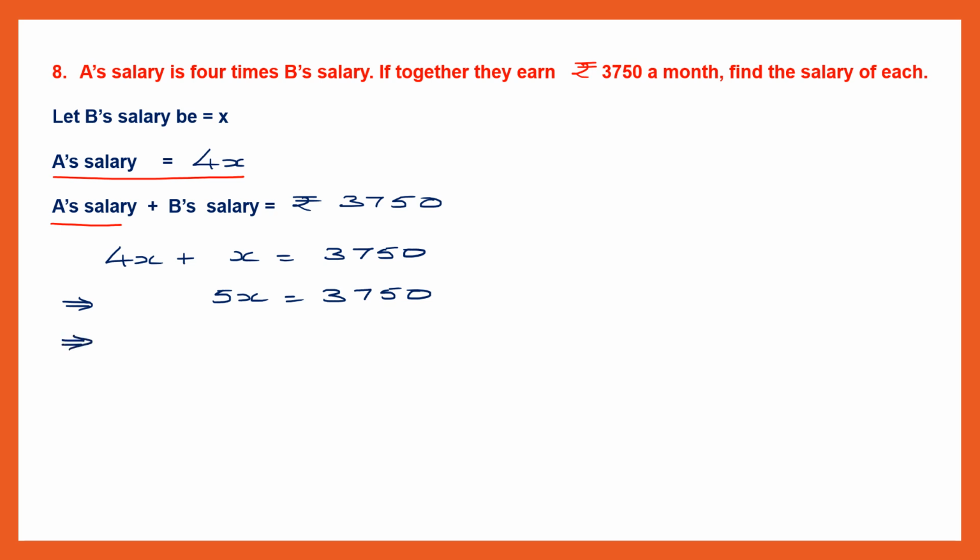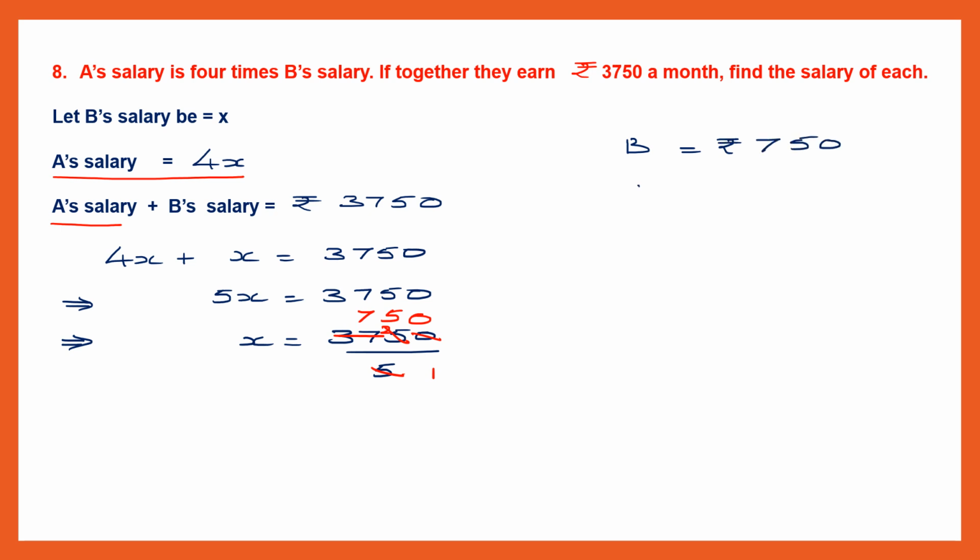Now let's find the value of x. X is equal to 3,750 divided by 5. This we can cancel. 5 ones are 5. Let's take 37. 5 sevens are 35. 2 is left, 25. 5 fives are 25 and 0. So now we know that x is equal to 750. And what is x? X is the salary of B. So we know the salary of B. B's salary is 750 rupees.